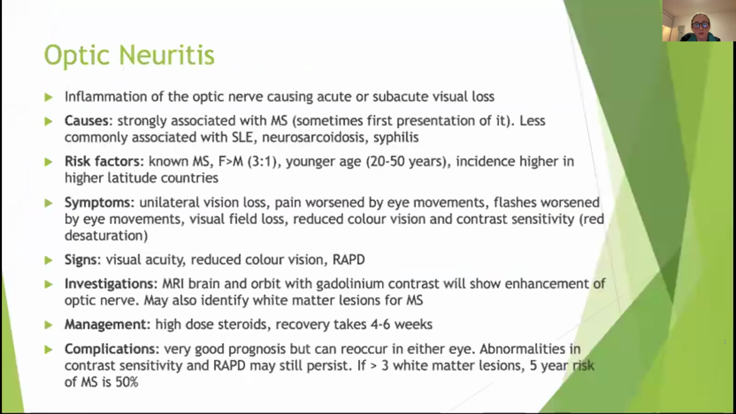So the last one before we do an SBA. Optic neuritis is when you get inflammation of the optic nerve, and it's really strongly associated with MS. I think it's like 20 to 30% of people who have MS, the first presentation is with optic neuritis. So have a really strong index of suspicion for investigating. And less commonly, it's also associated with lupus and syphilis.